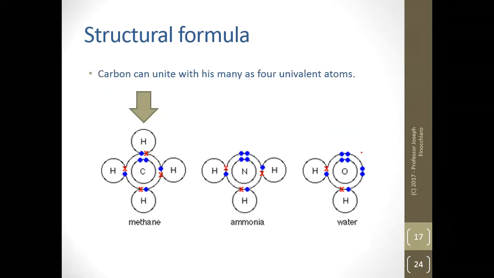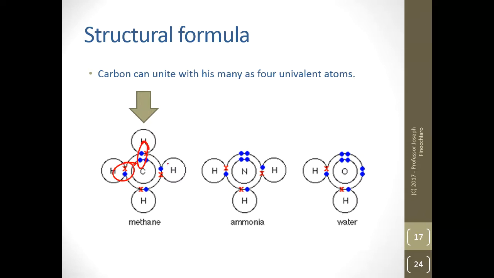Carbon can unite with as many as 4 univalent atoms. So a carbon can share 4 electrons off its shell. So in this case, we see methane, in which carbon is sharing one atom each with 4 different hydrogens. Single bond. The instant I change that, 1, 2, 3, we see a double bond right there. And then we see 2 over here and 2 there.